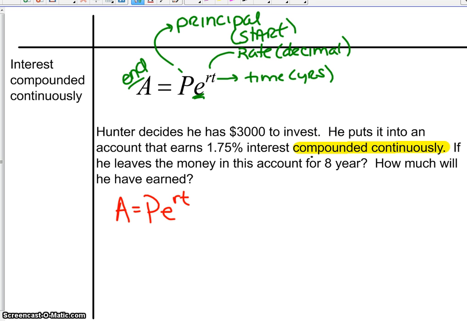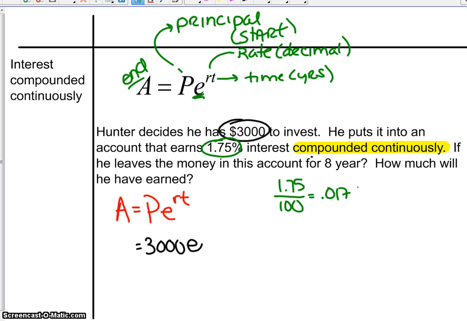First thing, we've got $3,000 to invest, which means I start with $3,000. My e is always going to be there. 1.75% interest is 1.75 per 100, or 0.0175. That's a very dangerous spot because people often goof up their interest rate. If we leave the money in there for 8 years, how much will I end up with?